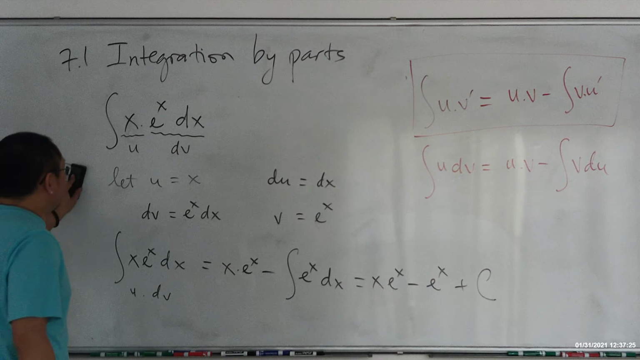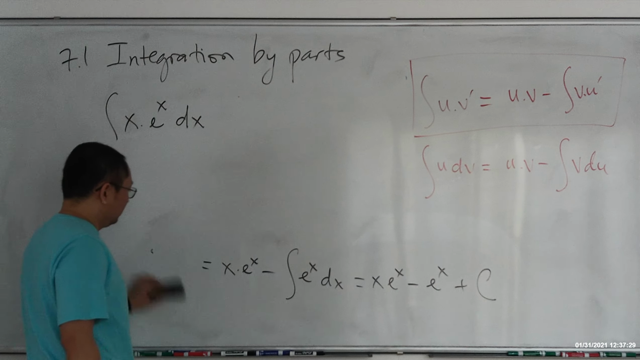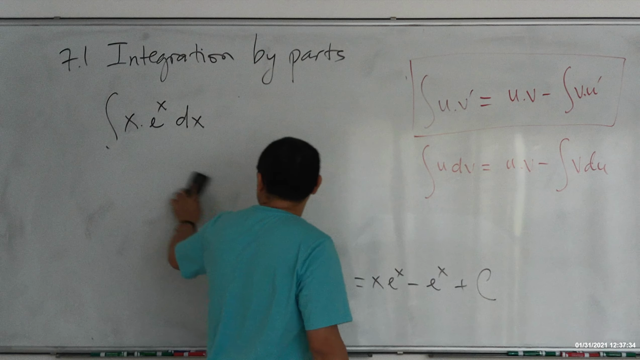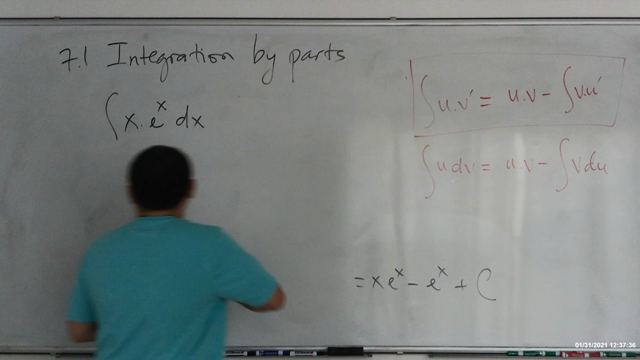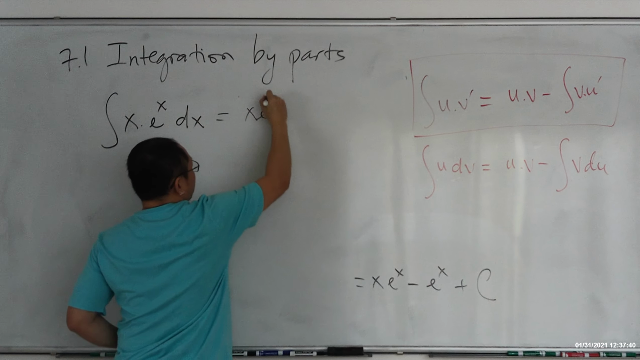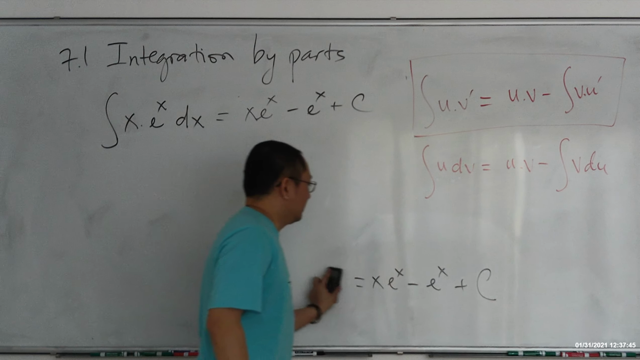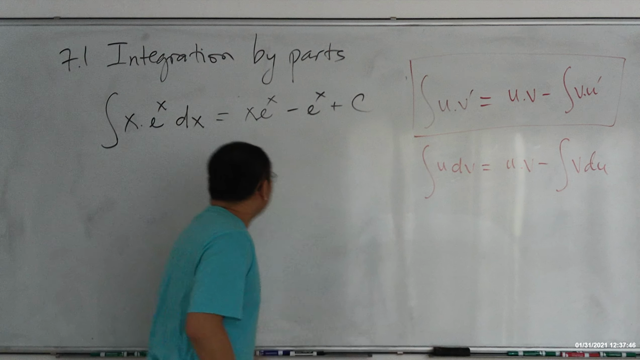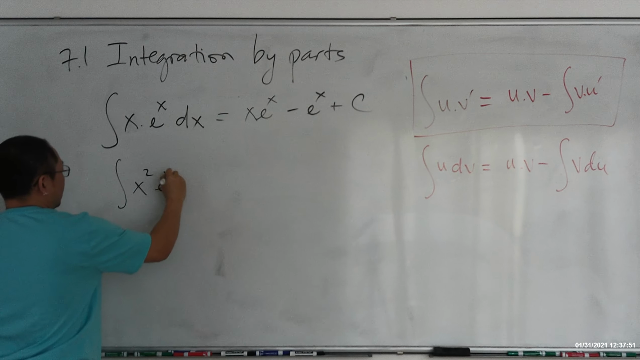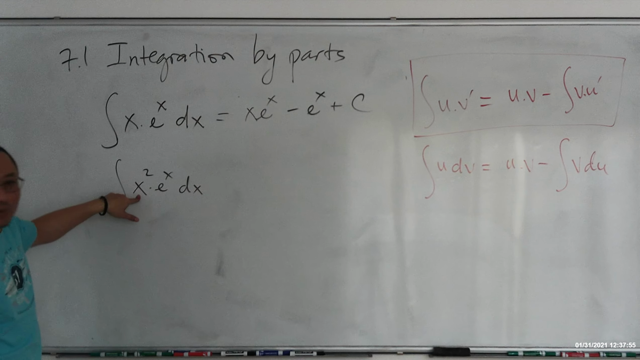Now, try one more. So let me just save the answer right here, okay? I'm going to show you one more. This is the integral of x e to the x dx equal to x e to the x minus e to the x plus c. All right? Now, what if you see this integral? Integral of x squared e to the x dx. So this problem is not just x. They give you an x squared, all right?